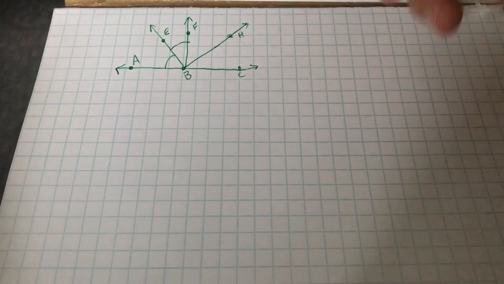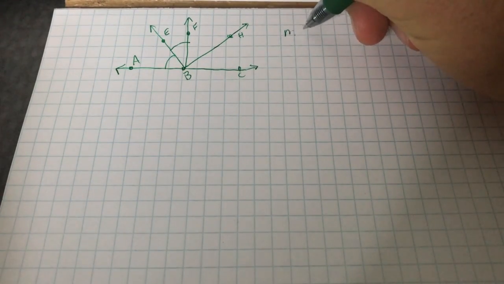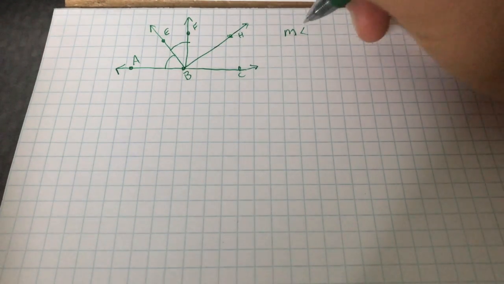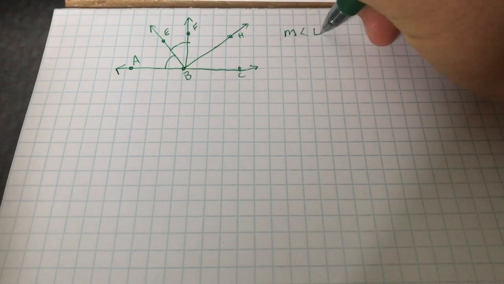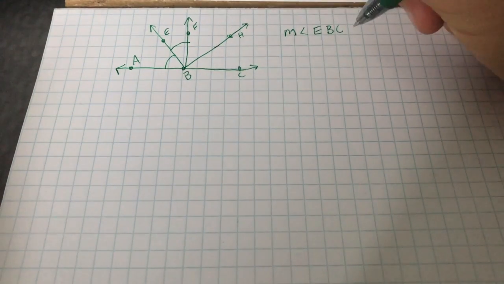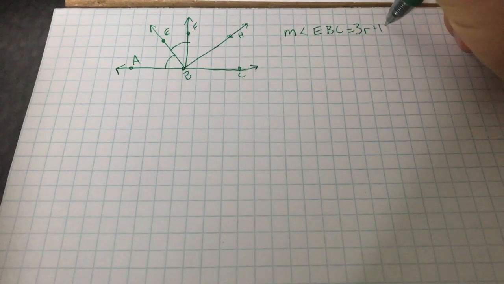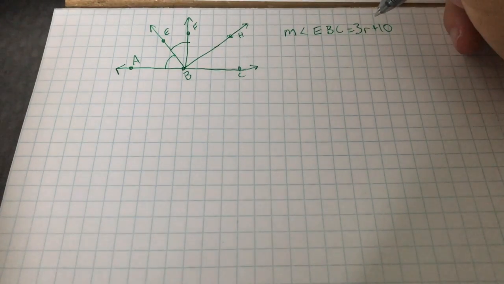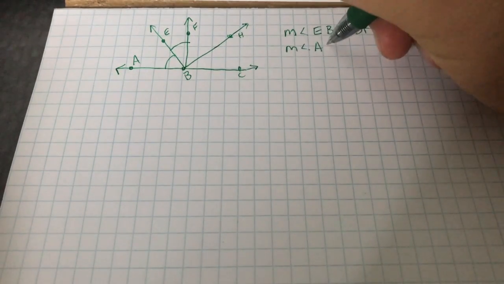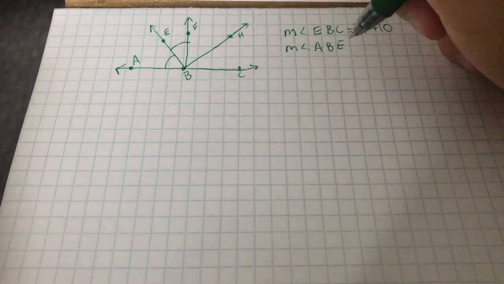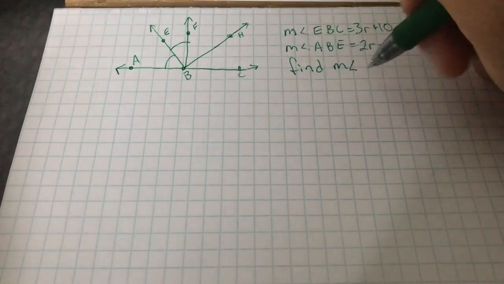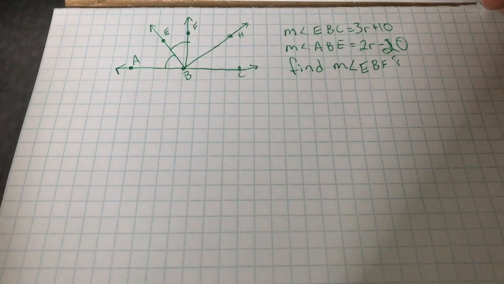Number 42 says, the measure of angle EBC equals 3r plus 10. Measure of ABE equals 2r minus 20. Find measure EBF.